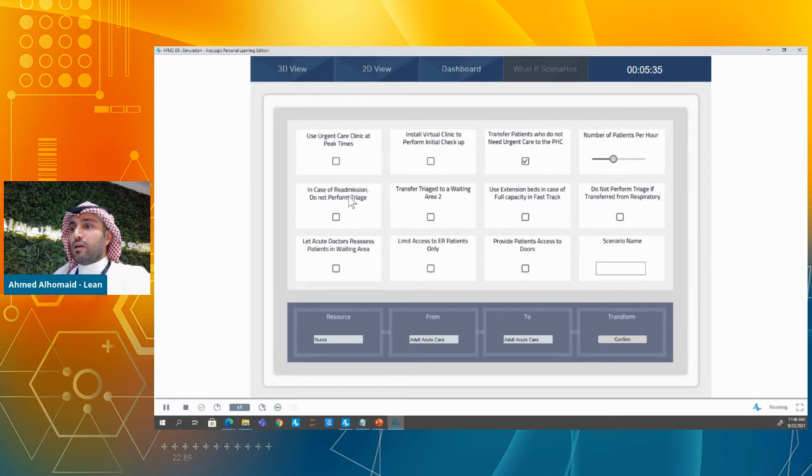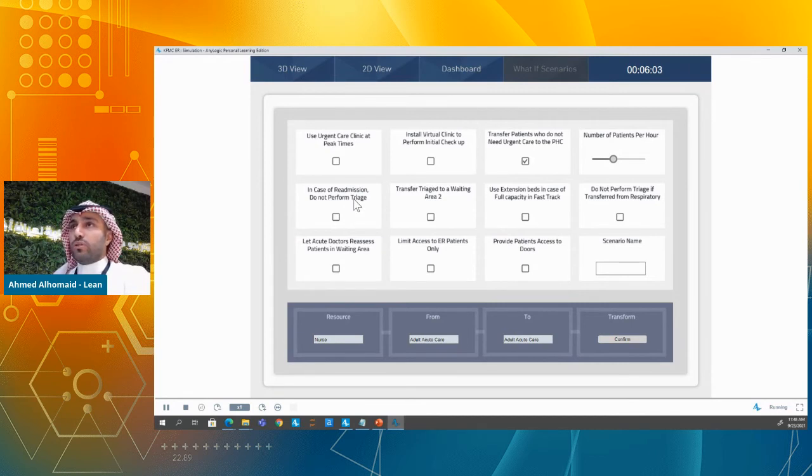Another problem is that many patients in the ER departments come as a readmission, which means they come to the ER department, then leave, and then come back within 24 hours. In some hospitals the readmission rate is high. So we have a scenario here that says, in case of readmission, do not perform triage. It could help the waiting time.